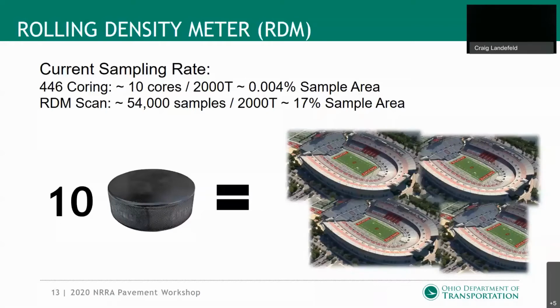And in Ohio, we measure everything by the Buckeyes. So we've got Ohio Stadium here, but a very small area. I think about 10 hockey pucks measuring almost 4 football fields. That's about 2.5 pucks per football field. As we go to the RDM unit, we're talking about a sample rate of about 14,400 samples per football field. So a drastic increase in the amount of sampling that we're seeing by using the RDM unit.